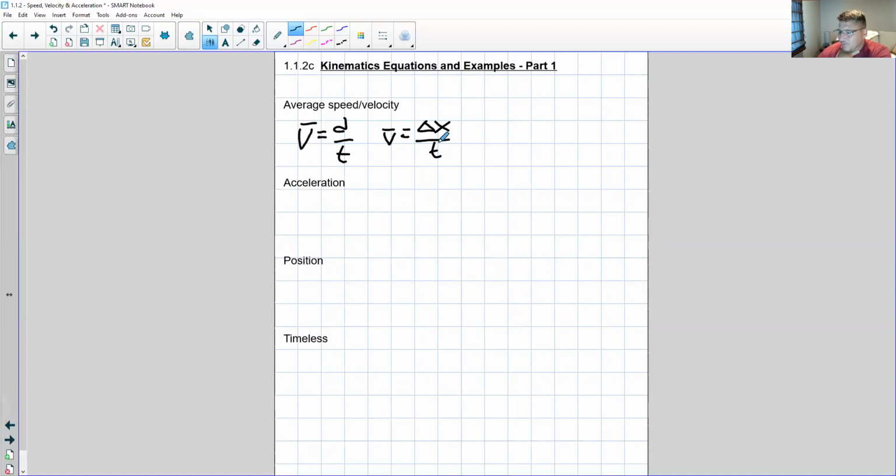On the Regents reference table, you will see v bar equals d over t, and d stands for distance or displacement. It's not important for Regents purposes, but for AP purposes, we do need to know the difference between changes in distance and changes in position. So I like to use v average equals delta x over t to differentiate velocity from speed. Now, in both cases, you can also say v average equals (speed 1 plus speed 2) over 2. This is basically saying the average of two speeds is the average of the speeds.